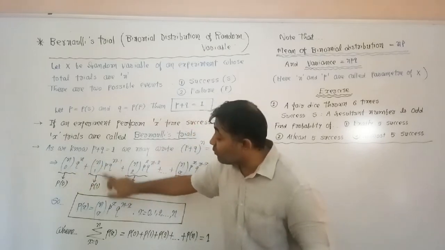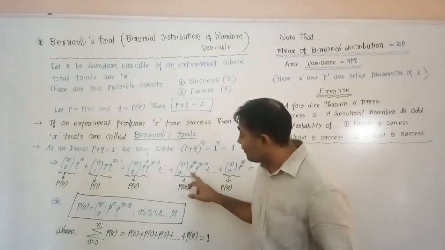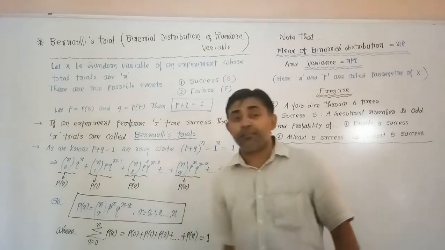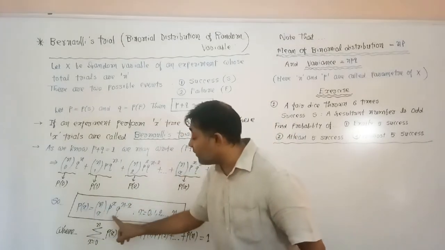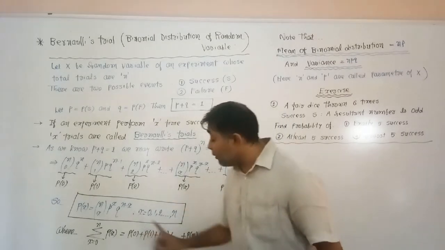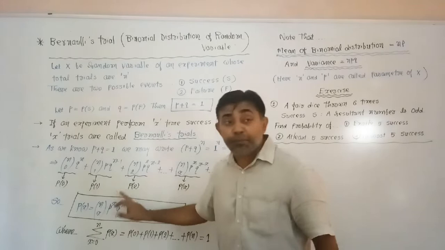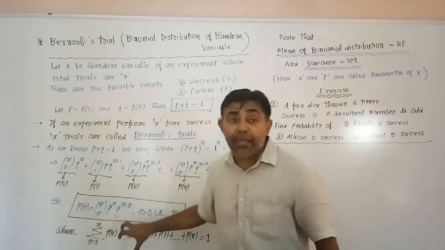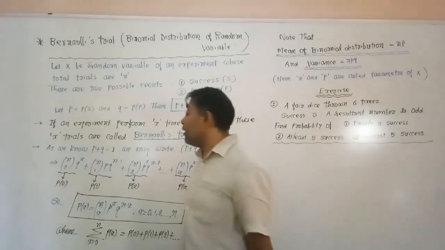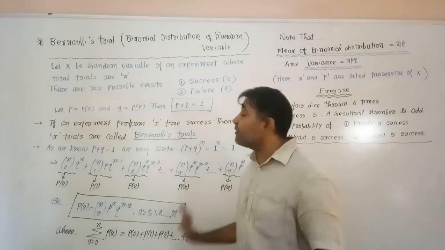Now see here, p raised to 1 means the probability of 1 time success. p square, the probability of 2 times success. p raised to x, the probability of getting x successes in n trials. So that is P(x). So finally the probability of x is nCx, p raised to x and q raised to n minus x, and the sum of P(x) is 1, obviously. So P(x) is nCx, p raised to x and q raised to n minus x, the probability of getting success in x trials, which is called here the probability of Bernoulli's trial.